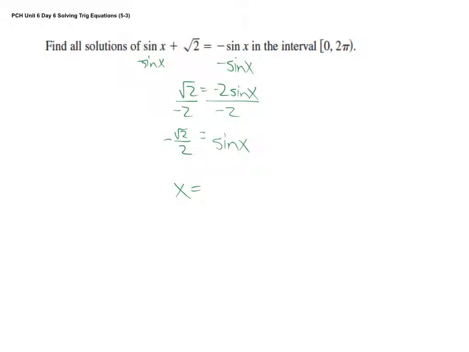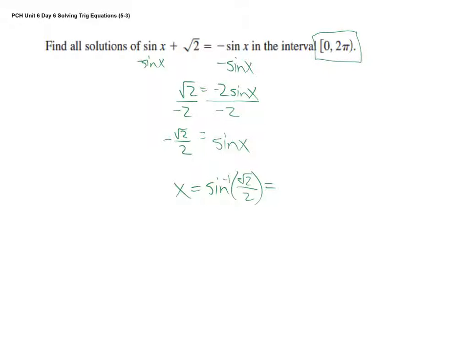Where is sine negative? Third and fourth quadrants. Sine, not tangent. So x is going to be the inverse sine of negative root 2 over 2. So you're right, we are in the third and fourth quadrants. What's our reference angle here? 45 degrees, or pi over 4, okay? Since they said 0 to 2 pi, we should be in radians, so pi over 4.